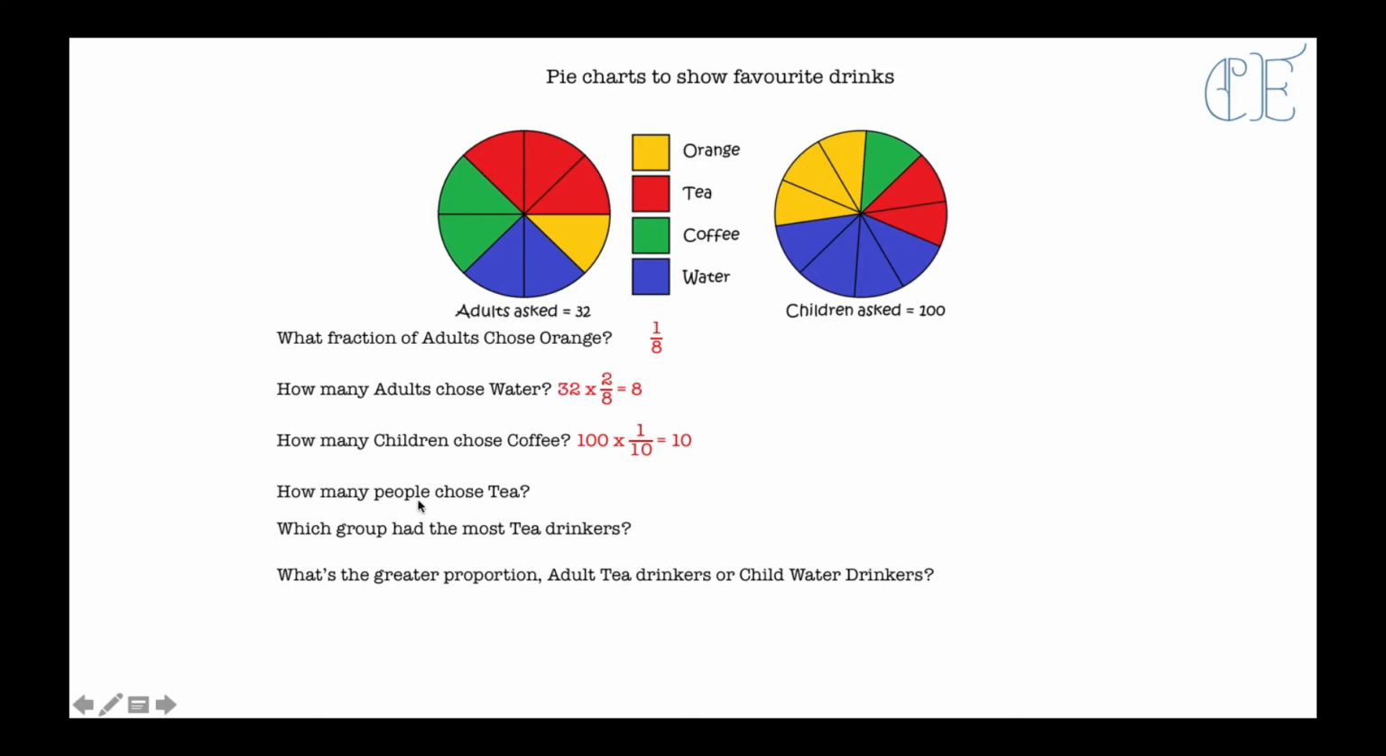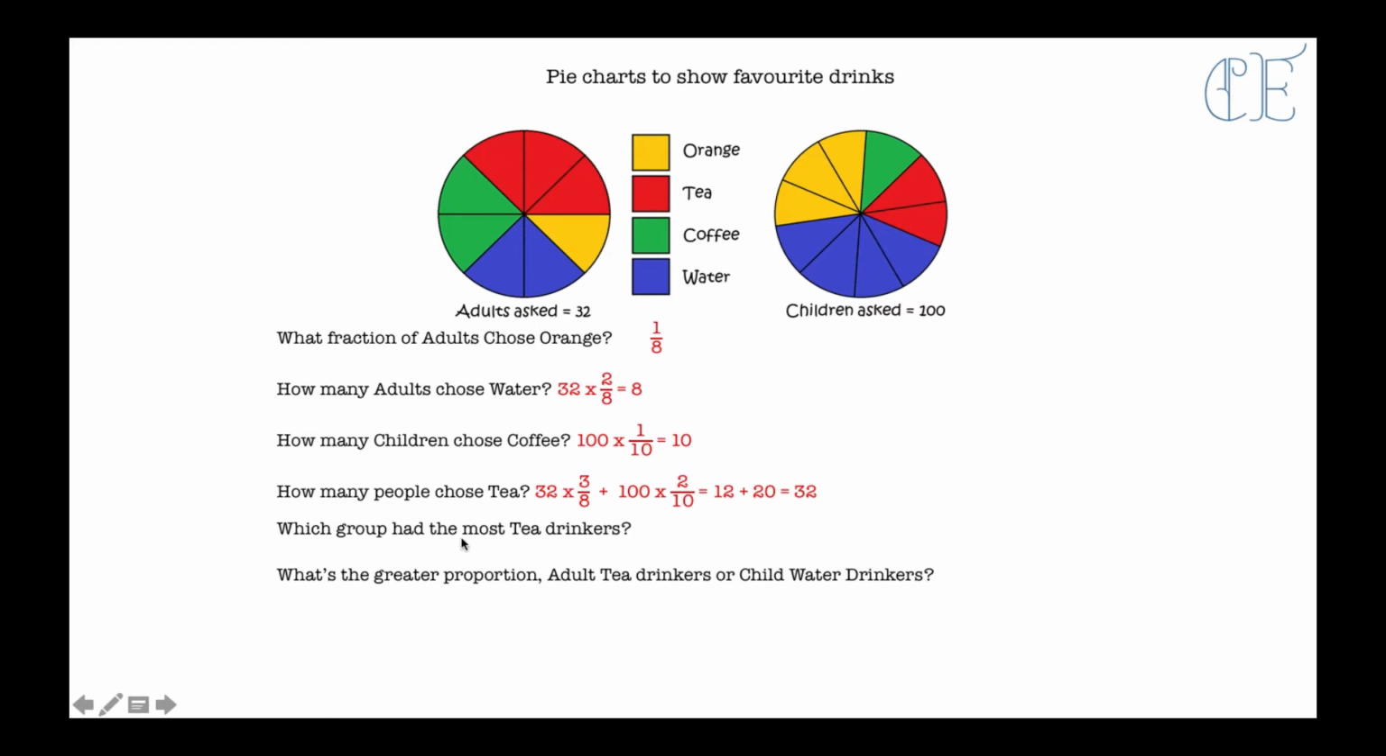Now it also says here how many people chose tea. Well, there are 3/8 of the adults and 2/10 of the children. So we need to do 3/8 of the adults, so times that by 32. You could do 3 divided by 8, press equals, and times by 32. And your answer then is 12. And you will then need to do 2 divided by 10, because it was 2 out of 10 that chose tea, times 100 for the children to give you 20. Add those together and it gives you 32.